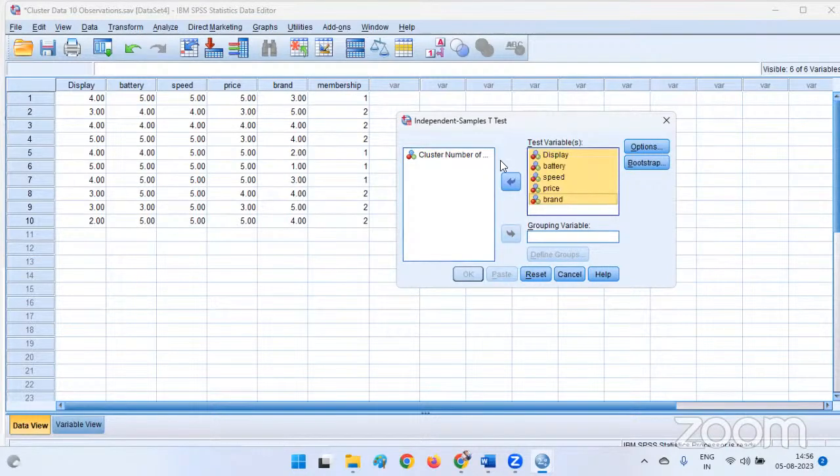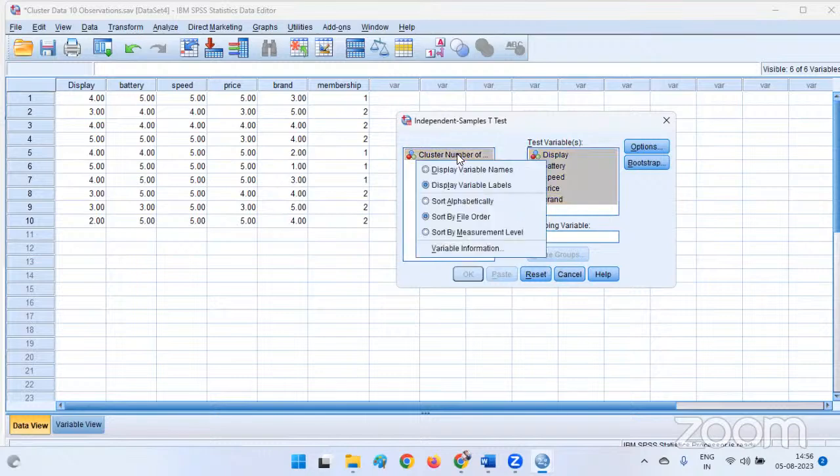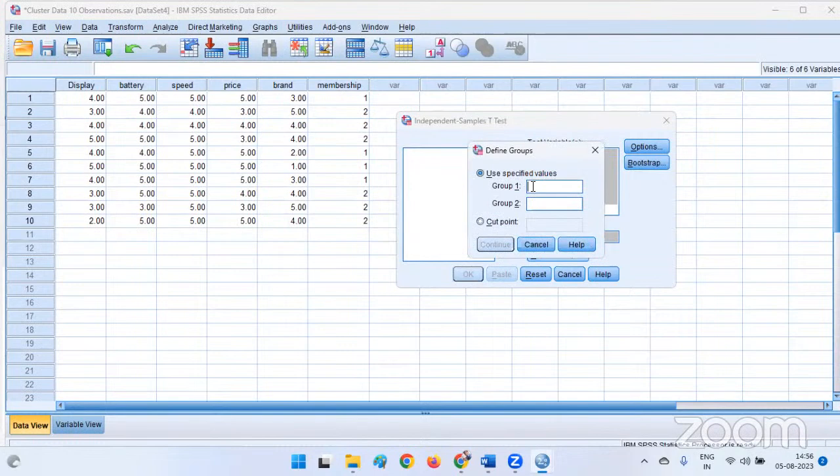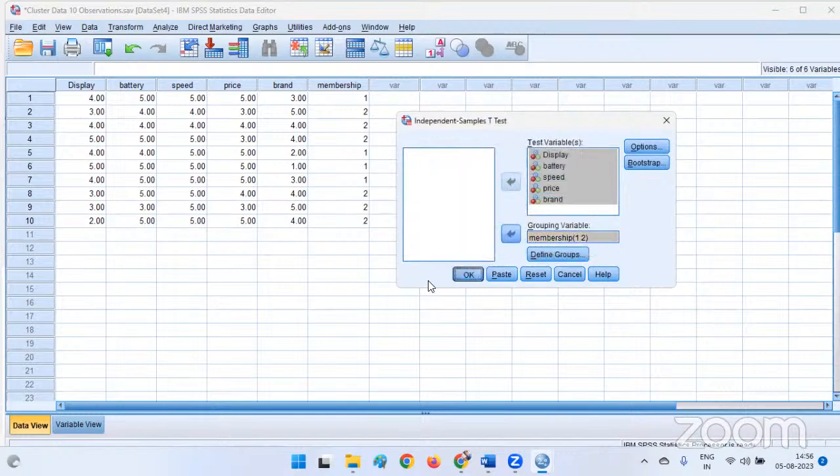These are all metric variables. This is a non-metric variable. This is where we define groups 1 and 2. T-test will always ask you to define the groups. ANOVA will never ask you to define the groups. Okay. Continue and look.